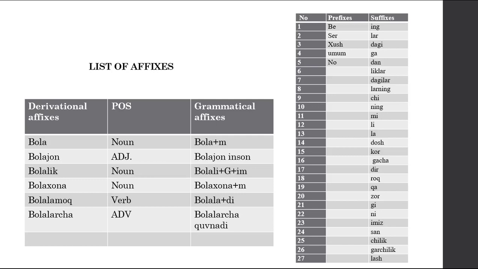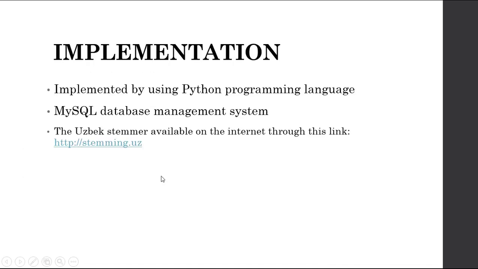Let's see the first word, which is bola. It means child, and it's a noun. If we add the suffix m to the stem bola, it becomes bolam, meaning my child. So this is an example of an Uzbek root word and an Uzbek affix that is attached to the root word.